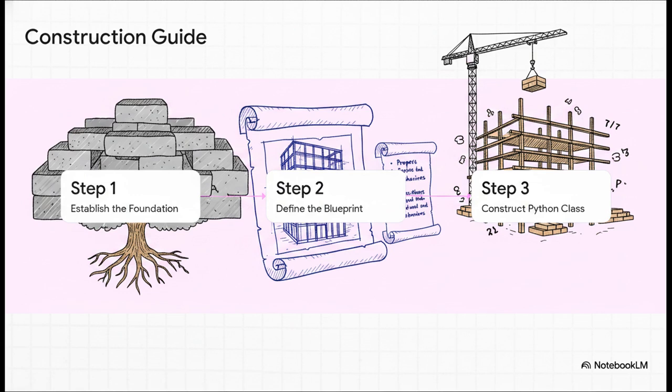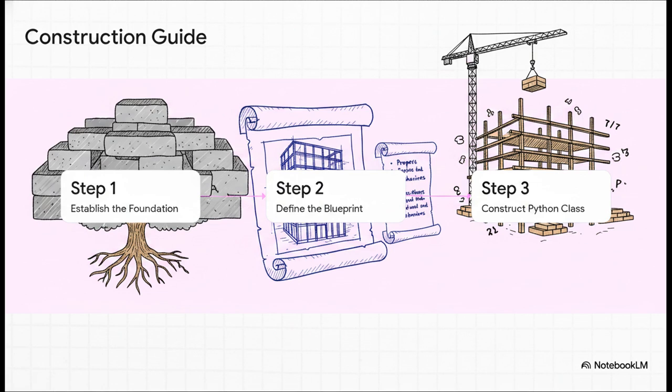Okay, step 2, define the blueprint. This is where you use the special __init__ constructor method alongside the self parameter. I know it sounds a little complex, but this combo just allows you to define the blueprint's core attributes right when it gets built, like setting the specific height or the number of floors for your building.